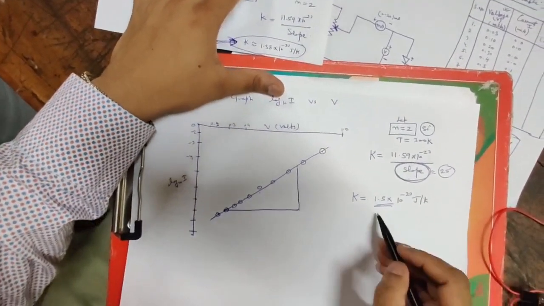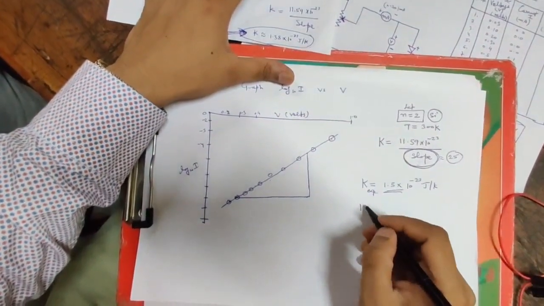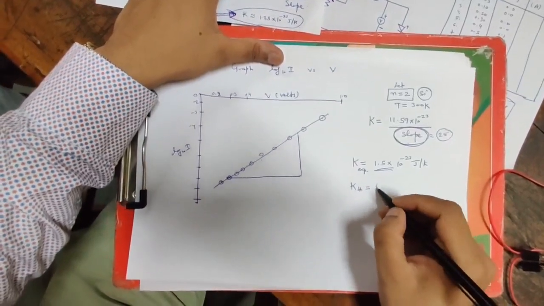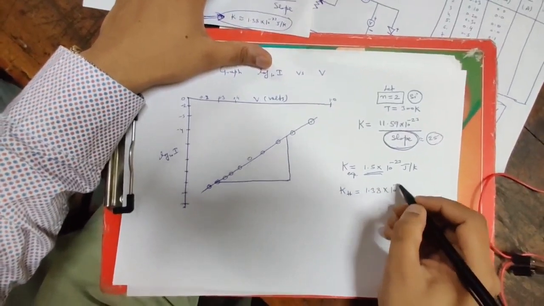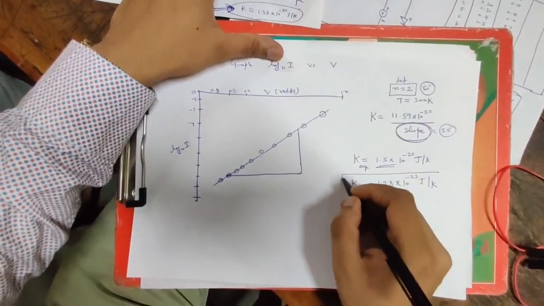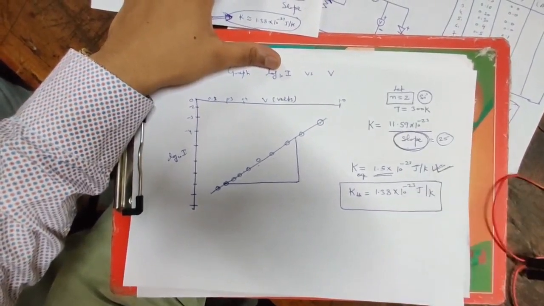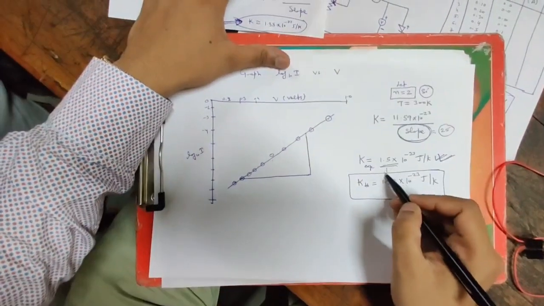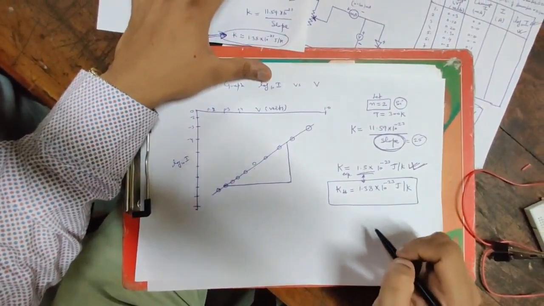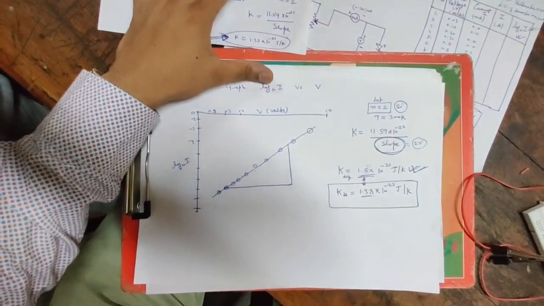right? So this is my experimental value, but we know that the theoretical or ideal value of this Boltzmann constant is 1.38 into 10 to the power minus 23 joule per Kelvin. This is my ideal value, but the experimental or calculated value we have is of course, if you see here, larger in comparison to this. So this value is larger in comparison to our ideal value of Boltzmann constant.